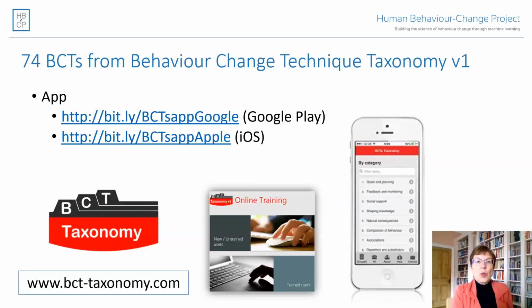So for this tool, we selected 74 behaviour change techniques from the behaviour change technique taxonomy. There's a smartphone app for anybody who'd like to see more about it, and we also have free online training here.